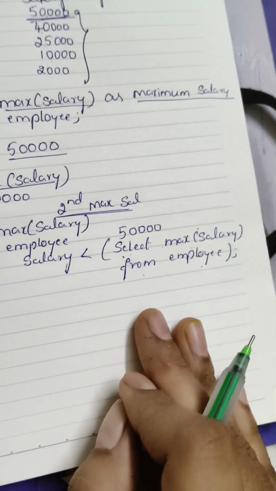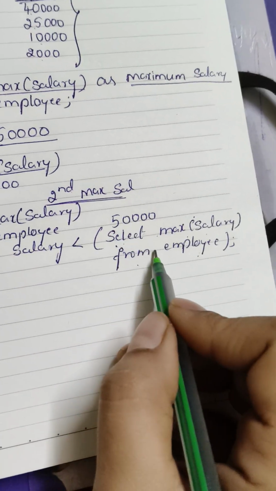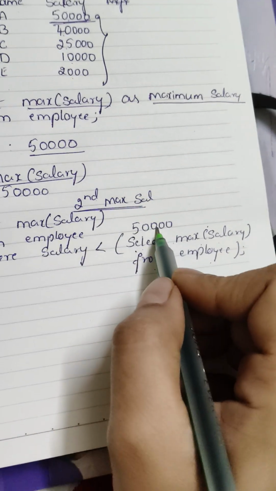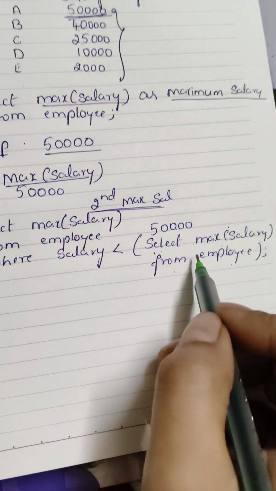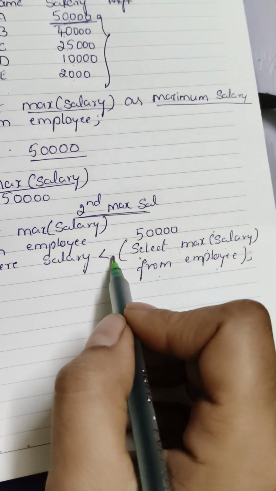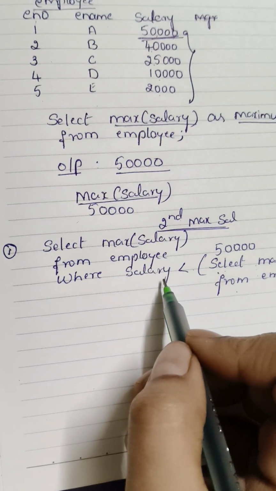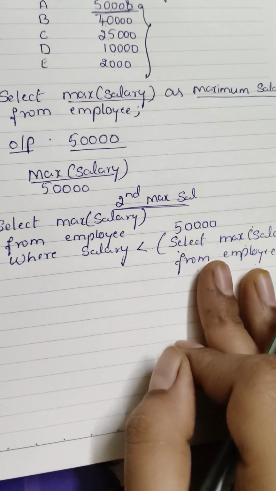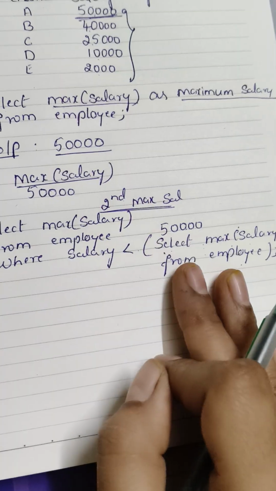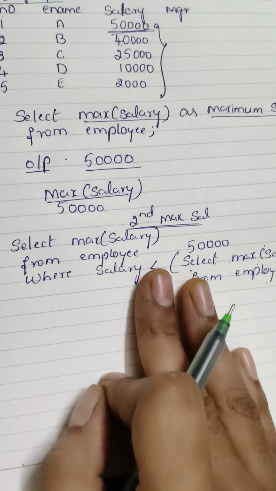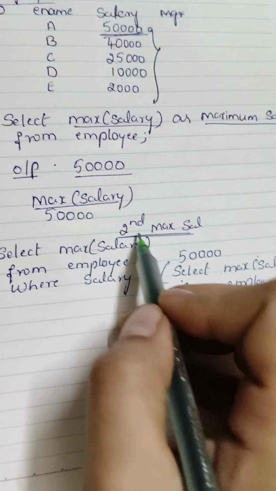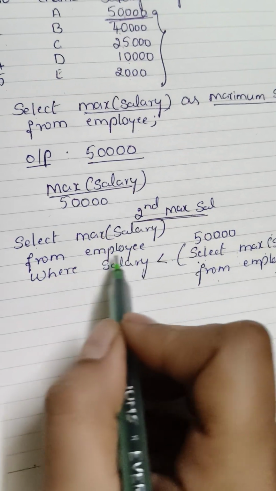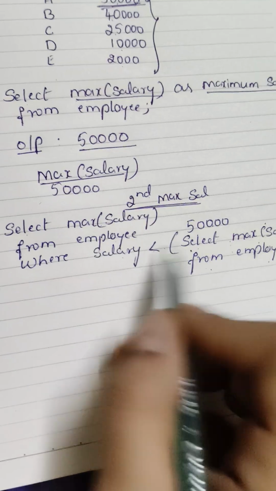Okay, now what will happen? The 50,000, the result of the inner query, will be the input for the outer query. So if you want to find the second maximum salary, first you need to execute the inner query. In this inner query, you get the result, and that will be the input for the outer query to find the second maximum salary. Now select max of salary from employee table where salary is less than this query.